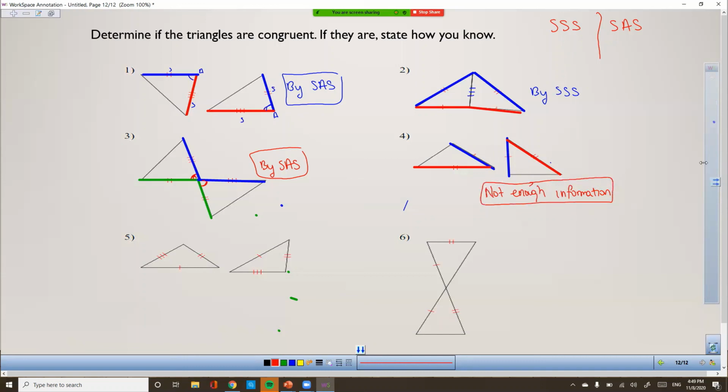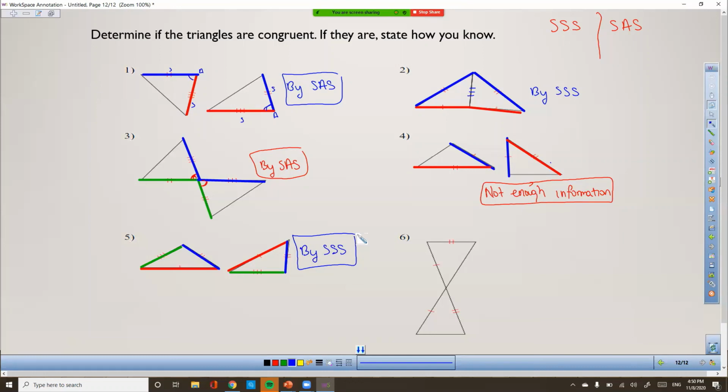Let's look at example number 4 here. I'm sorry, not example number 5. Let me erase all this. All right, so let's look at example number 5. They're telling me that the first side here with one tick mark is congruent to this side. The second one here, this side is congruent to this side. And lastly, they already tell me that this third side is congruent to this third side. So since they tell me that all the sides are congruent, I can say that these two triangles are congruent by SSS.